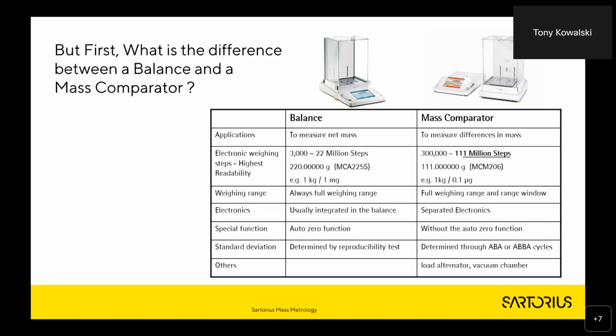The repeatability of a balance, we do a repeatability test, and I'll explain that again later. But on the mass comparator, we determine the repeatability with drift correction. And when we get to the more expensive automatic mass comparators, they may have a load alternator, which is automatically loading the weights for us.